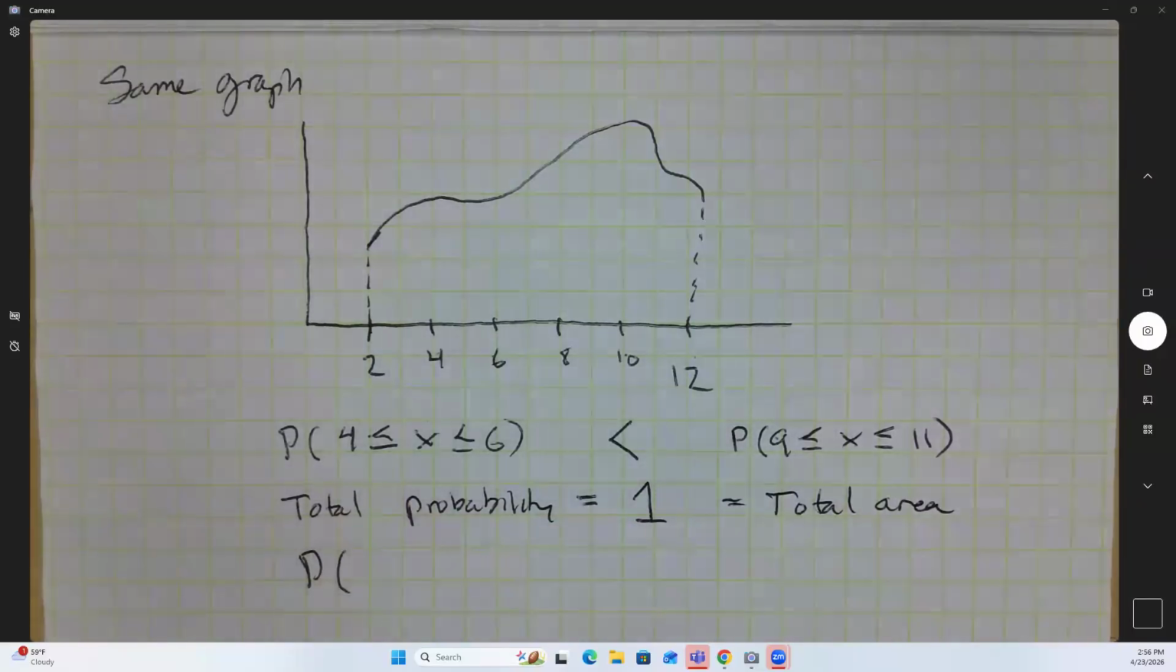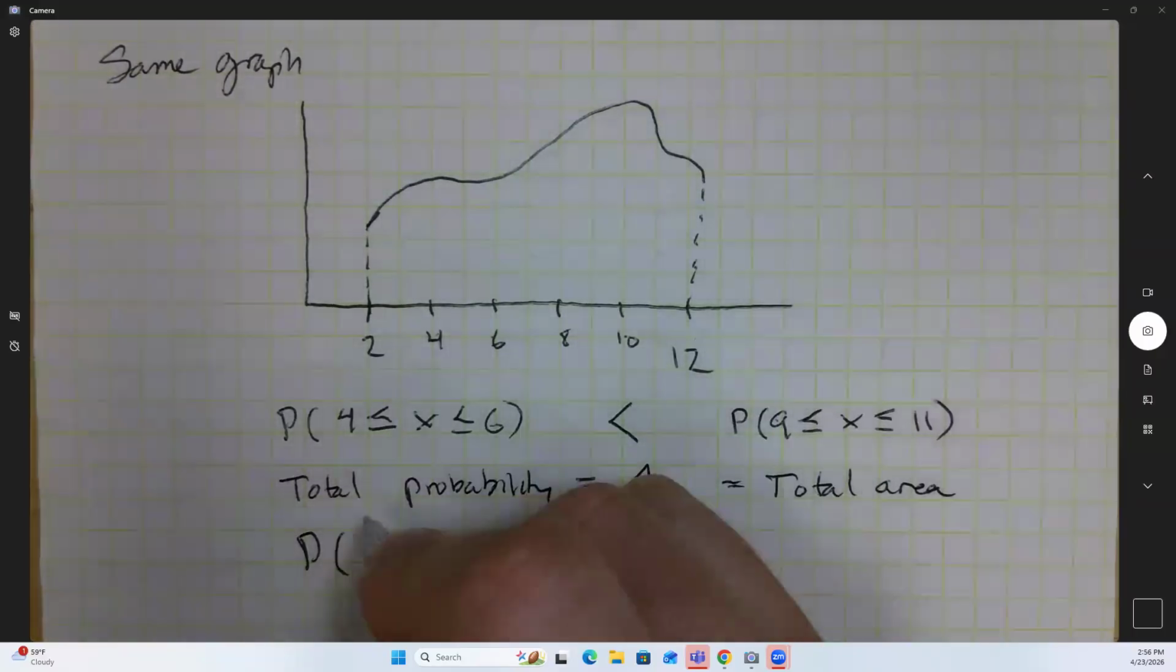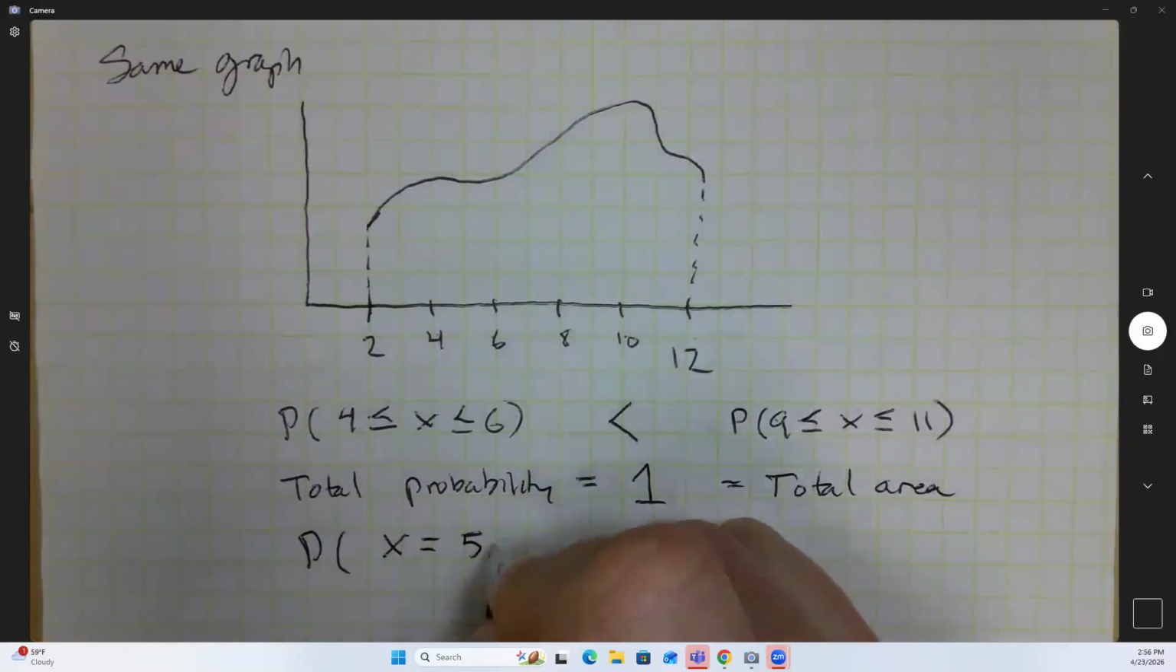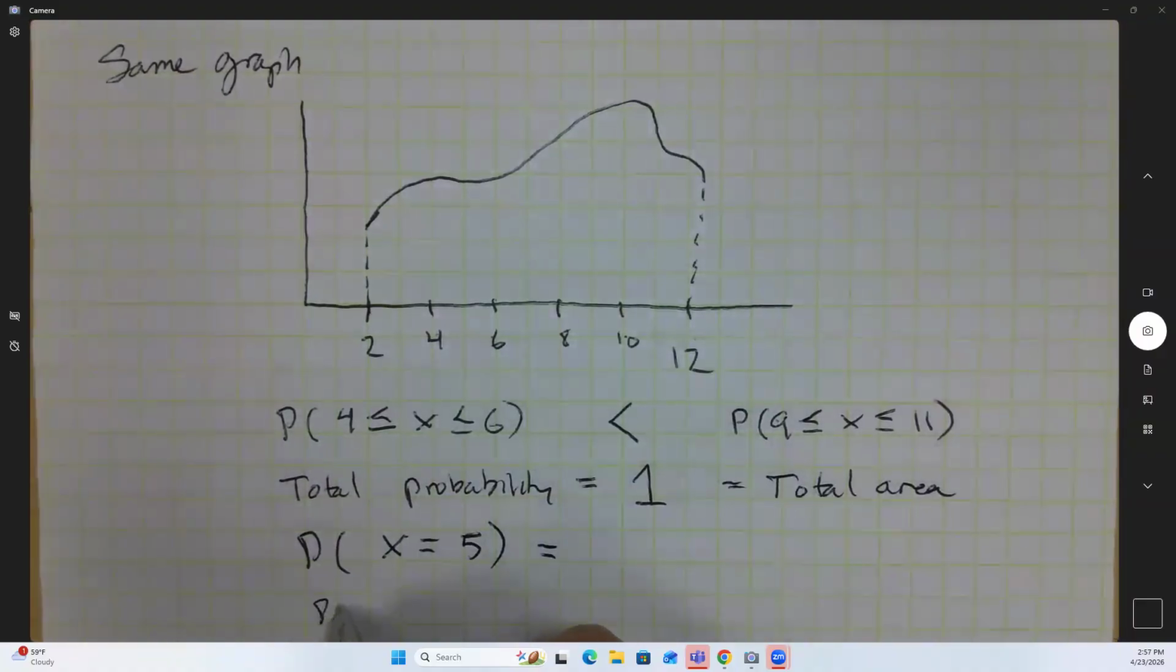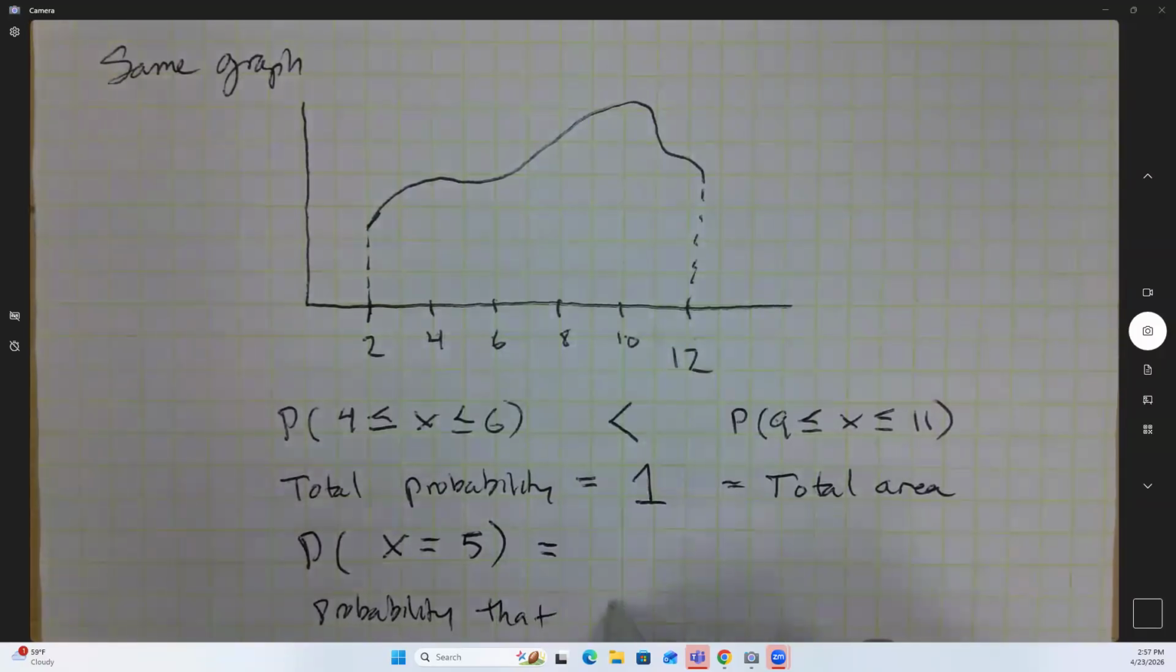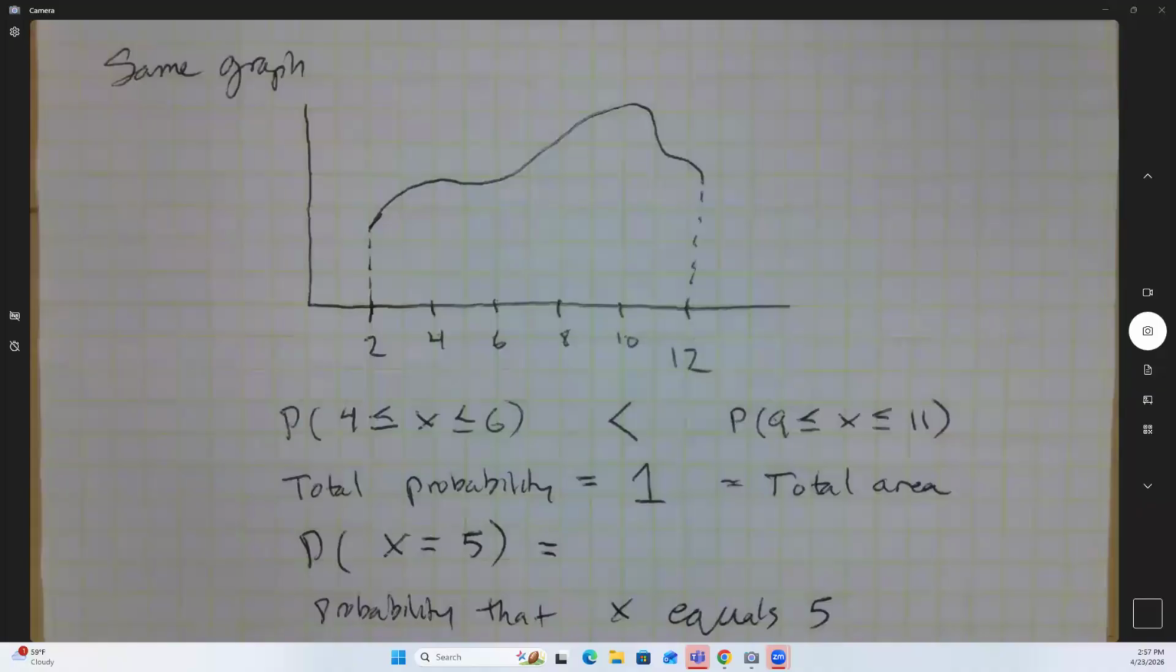Talk about with your neighbor, what's the probability that x is exactly equal to 5? And this is a probability that x equals 5. There is a number. You can figure it out. Talk about it with your neighbor. See if you can figure it out.